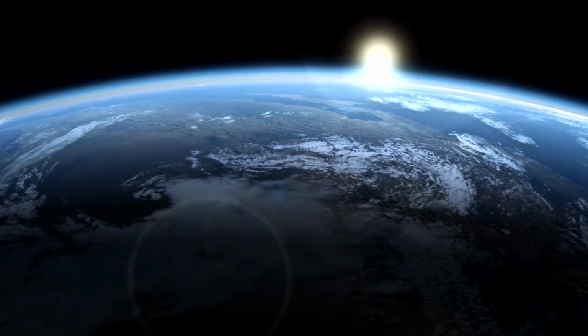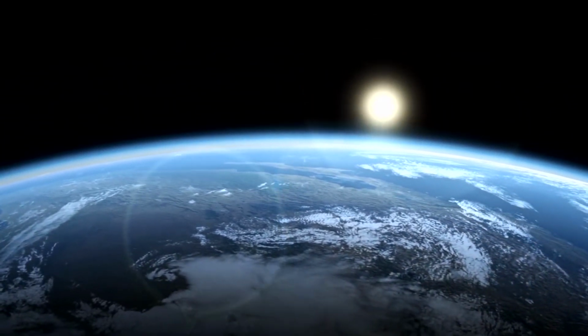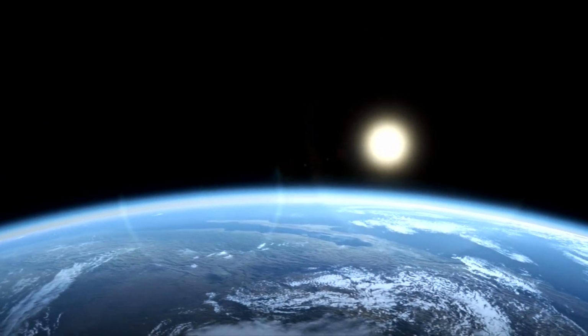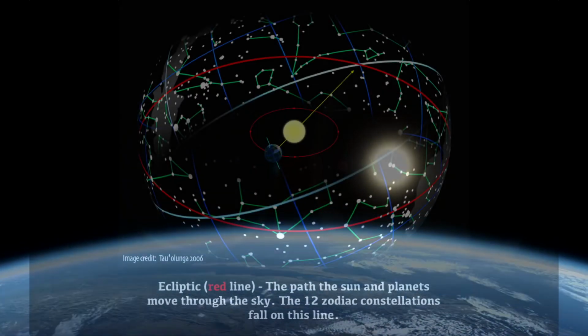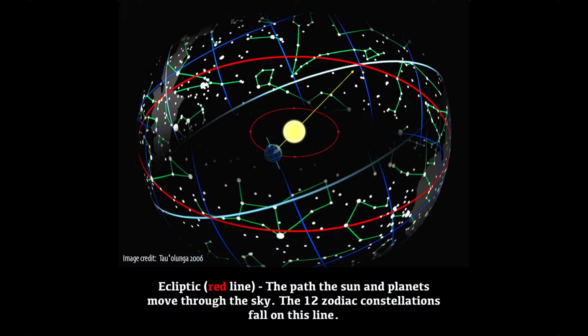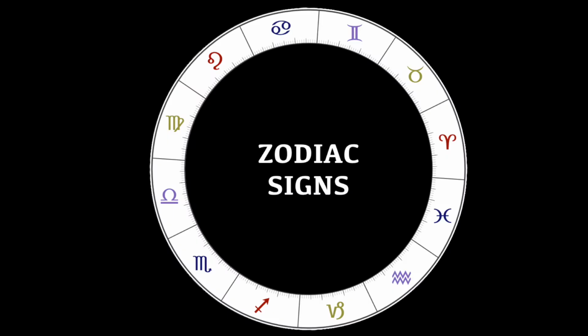The first and most fundamental part of the chart is the zodiac signs. These are the 12 constellations that fall along the ecliptic. This is the path the sun and planets move on from our perspective. On the chart, the signs are usually located along the outer edge and will be marked with their symbols.